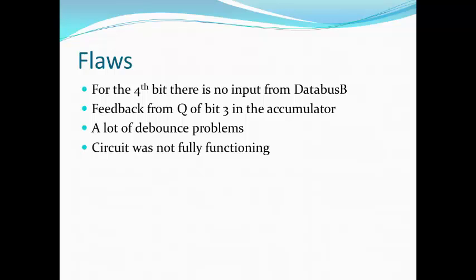So some of the flaws, just to let you guys know here, even though I didn't have a fully functioning circuit, I tried to grab as much information as I possibly could, even off my peers, just to give you guys the knowledge of the circuit. So I found out that for the fourth bit, there is no input from the data bus B, feedback from the Q of the bit 3 in the accumulator, and there's a lot of rebound problems, which even I encountered even without a fully functioning circuit. And finally, the most depressing thing, that I did not have a fully functioning circuit.